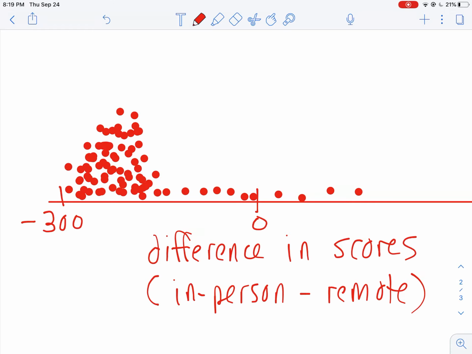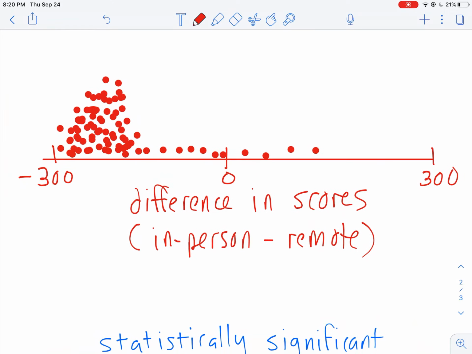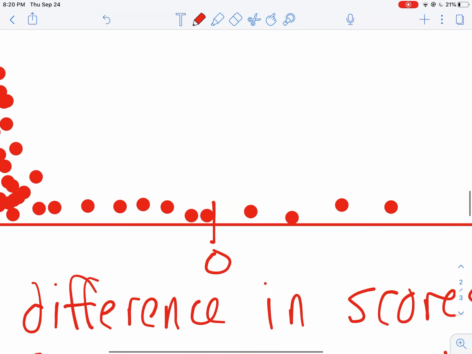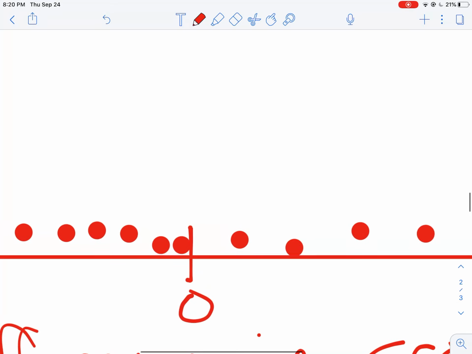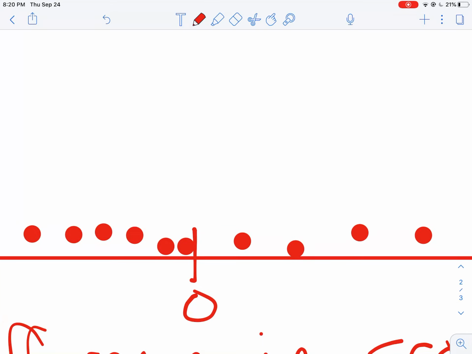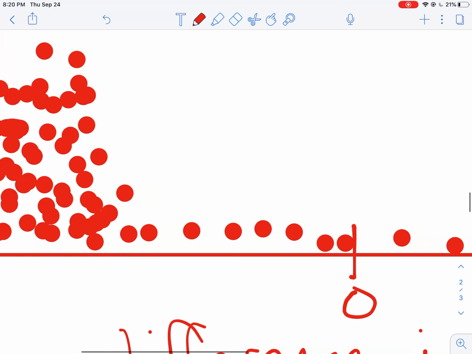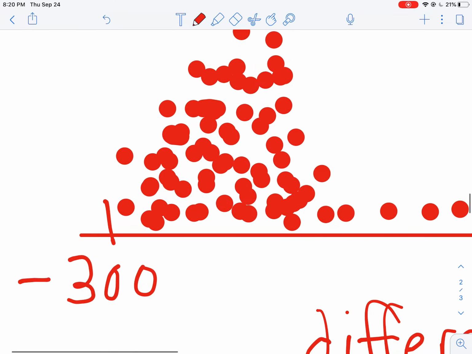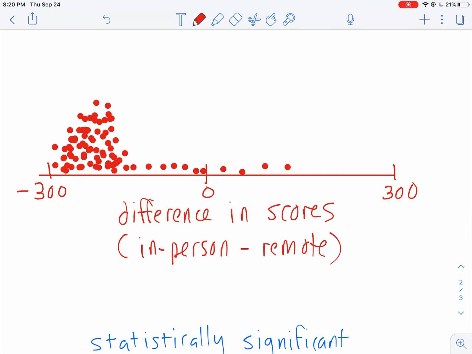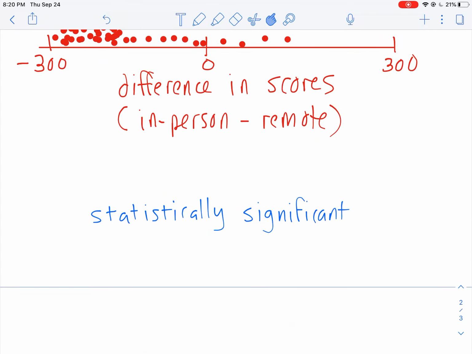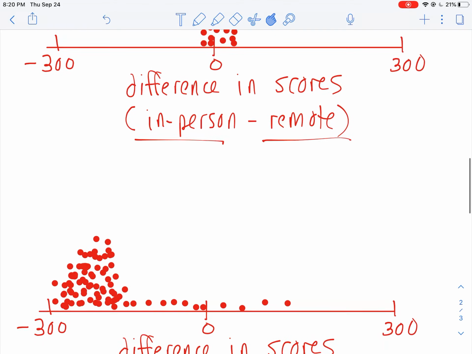And then the closer I get to 0, the more it kind of disperses. I'm seeing a lot less values here. Now, if there really was no difference, I'd expect to see a lot of values right here around 0. But I'm not. I'm seeing a lot right here in that negative 300 range. And that's what's called statistically significant, when you're seeing a lot of results that you don't expect.